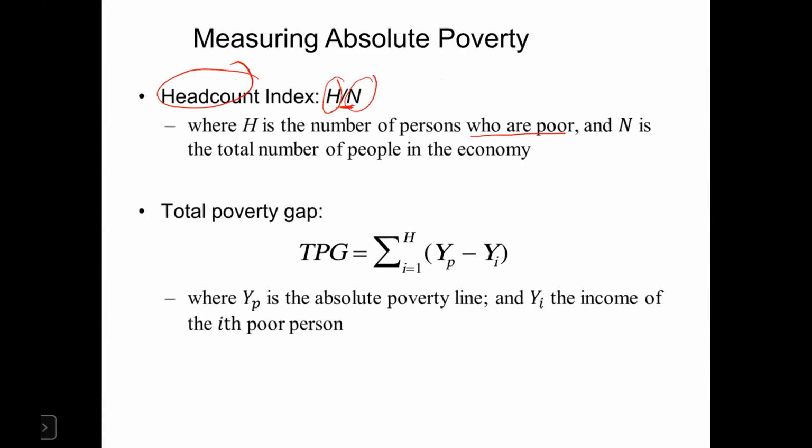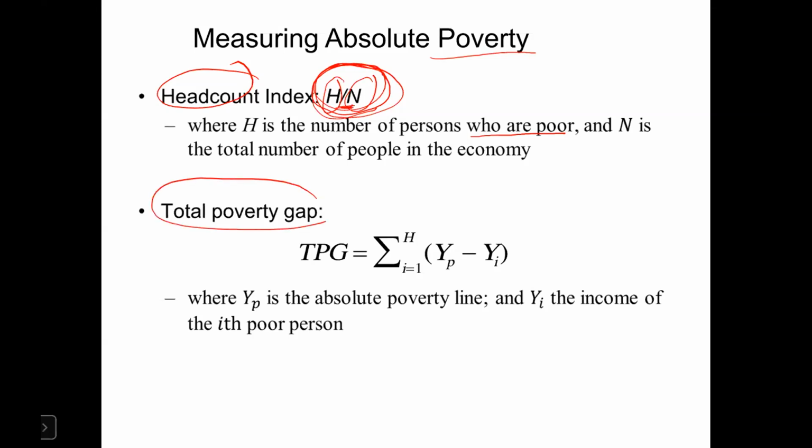However, this index only tells you the fraction of people who are below the poverty line, who are poor, but it doesn't tell you how poor they are. But at least this is better than the Gini coefficient, because the Gini coefficient doesn't tell you who is suffering in terms of poverty. Here it at least tells you a certain fraction of the population is suffering, but this is not good enough.